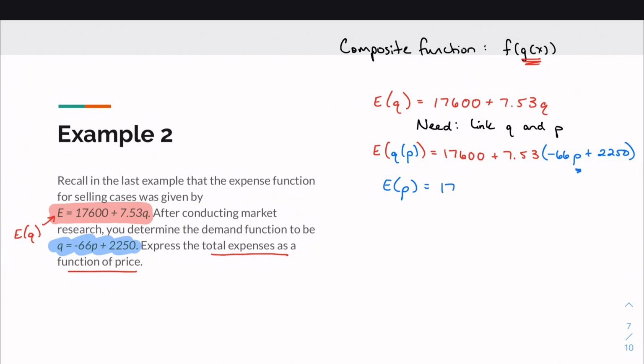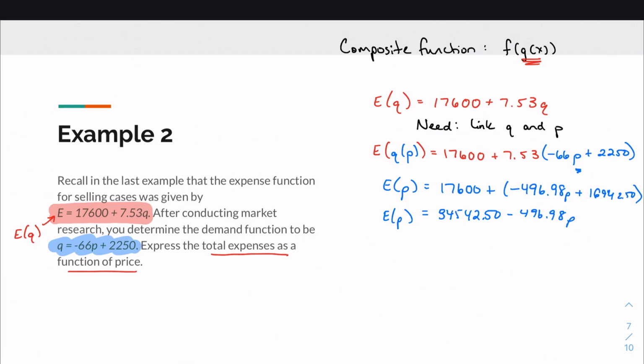So I'm going to distribute, and I get negative 496.98p plus 16,942.50, and I'm going to combine like terms. So my expense function in terms of price now is 34,542.50 minus 496.98p.